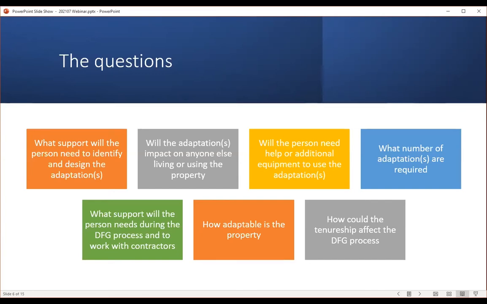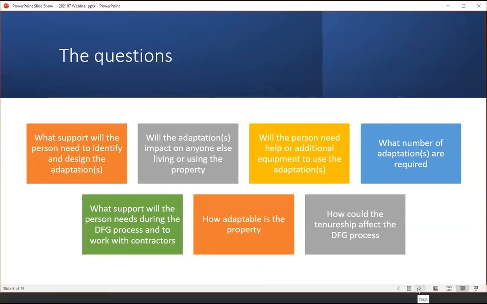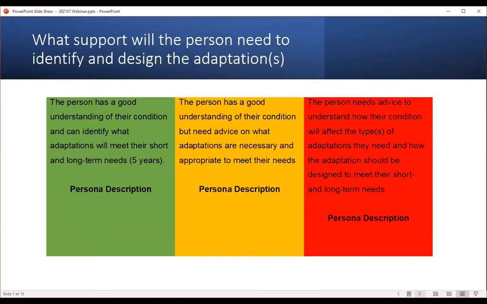So what I'm going to quickly do is whiz through the responses that are available for each question. If we go to the first question, what support will the person need? Somebody who looks like they could manage the DFG process themselves is somebody who's got a really good understanding of their condition and can identify what adaptations will meet their short and long-term needs. Long-term needs being around 5 years.